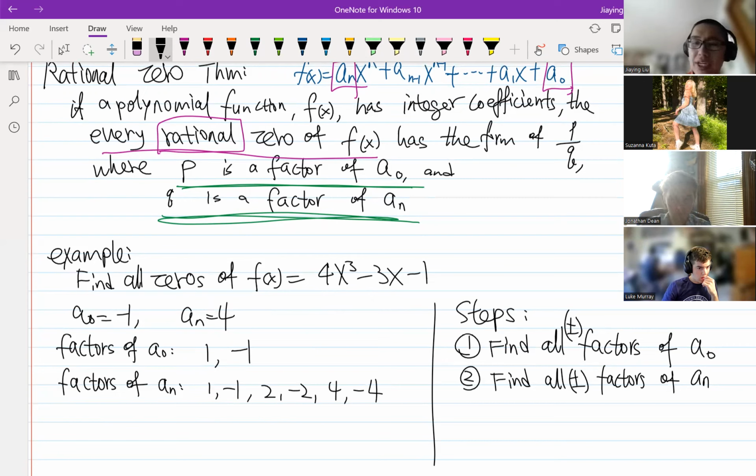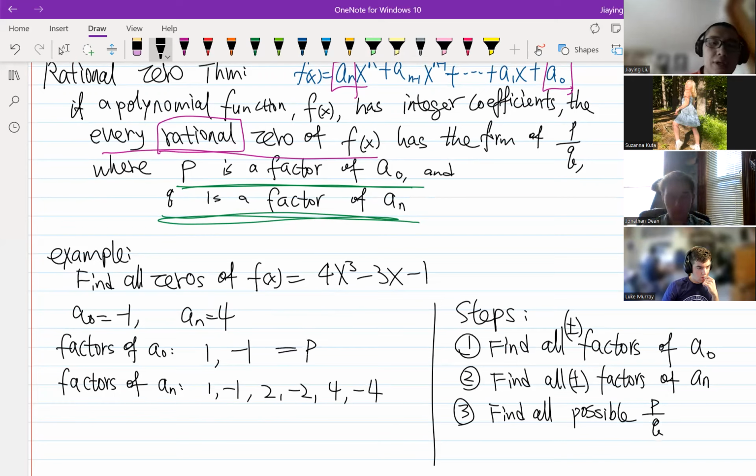And step 3, find all possible p over q. Remember that p are factors of a0, so those are the p values, and the q are all the factors of an, so those are the q. We want to find all possible rational numbers p over q.